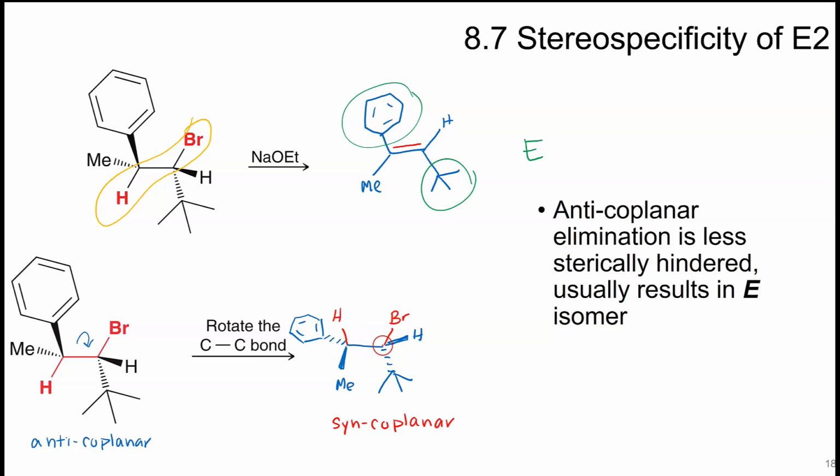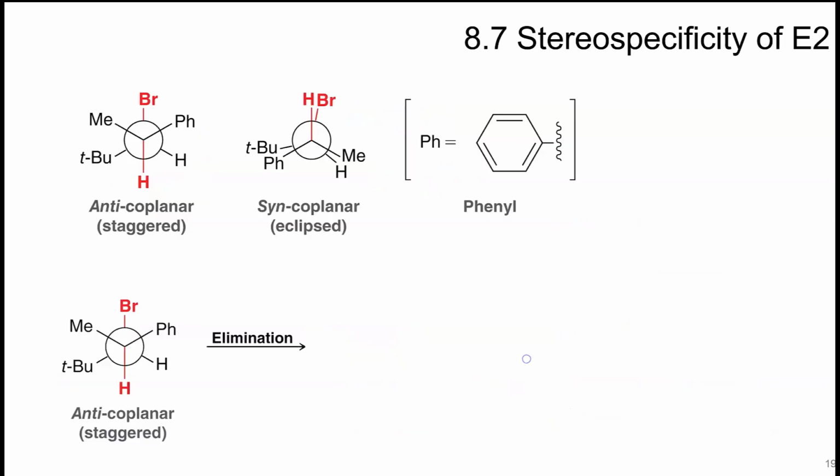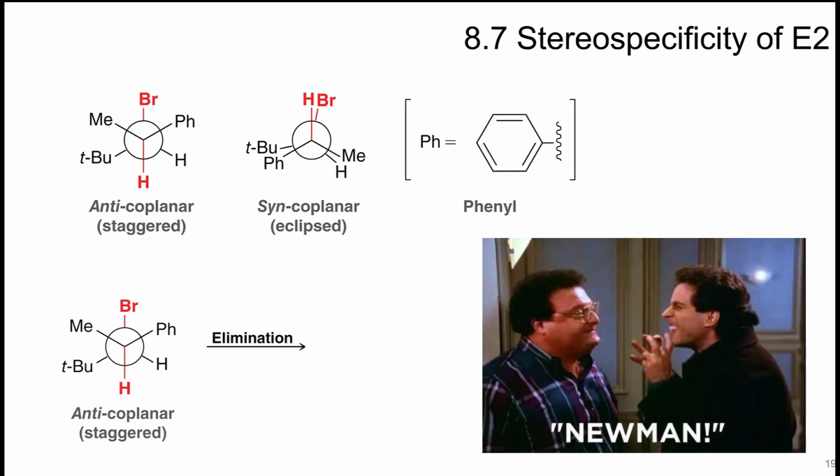So they're all in the plane because they're all in the lines without the wedges and dashes, and H and Br are in the same plane. This is syn coplanar. You can't do an E2 elimination when it's syn coplanar. So the beta hydrogen has to be anti-coplanar to the leaving group in order to do an E2 elimination. And this is explained by your favorite Newman projections.